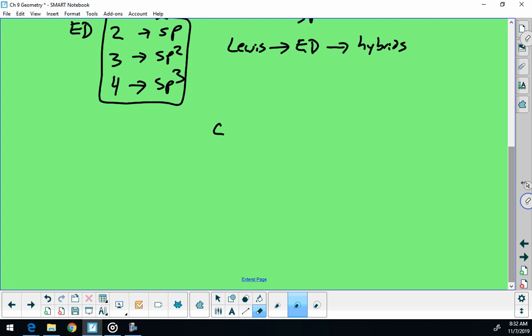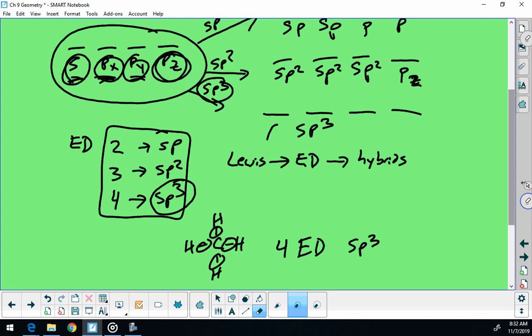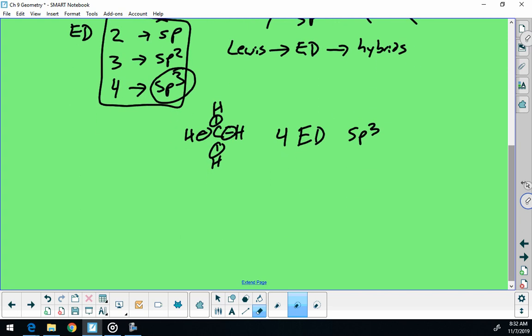Let's do my methane, right? So here's my methane. I draw my Lewis structure, and I have 1, 2, 3, 4 electron domains. So when I look at that, that suggests that I'm going to use sp3 hybridization. And when I use sp3 hybridization, how many of those do I have? 1, 2, 3, 4. So all 4 of my atomic orbitals would be replaced with 4 sp3.